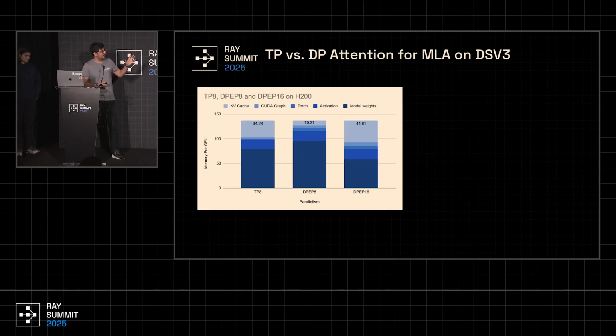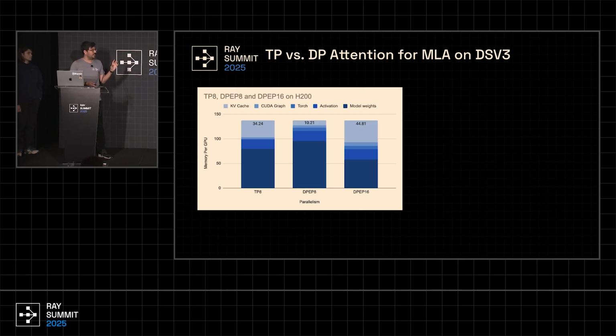So here, you're seeing a DeepSeek V3 model getting served on TP8, DP8, and DP16 for demonstration. On the y-axis is, for each case, the allocation of memory per GPU. The important part is the KV cache size that I'm spending. TP8 requires 35 gigabytes per rank, DP8 is 10 gig, and DP16 is 44. That is the amount of KV cache that you can get with this type of parallelization, right?